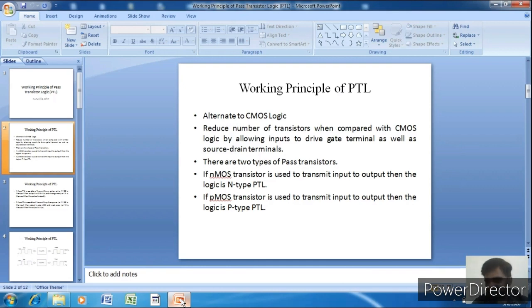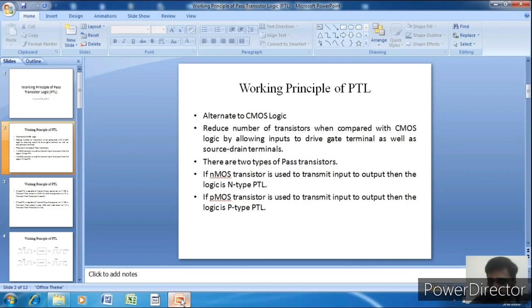So this is the fundamental difference between a CMOS logic and a pass transistor logic. In CMOS, there are both PMOS and NMOS, but in PTL or pass transistor logic, there are two types or styles. If NMOS only, then it is N type, and if PMOS only, then it is P type.